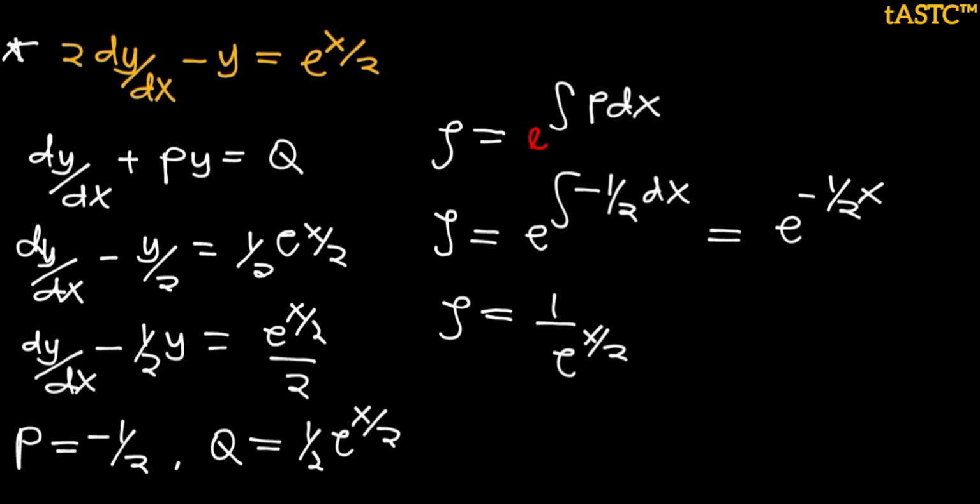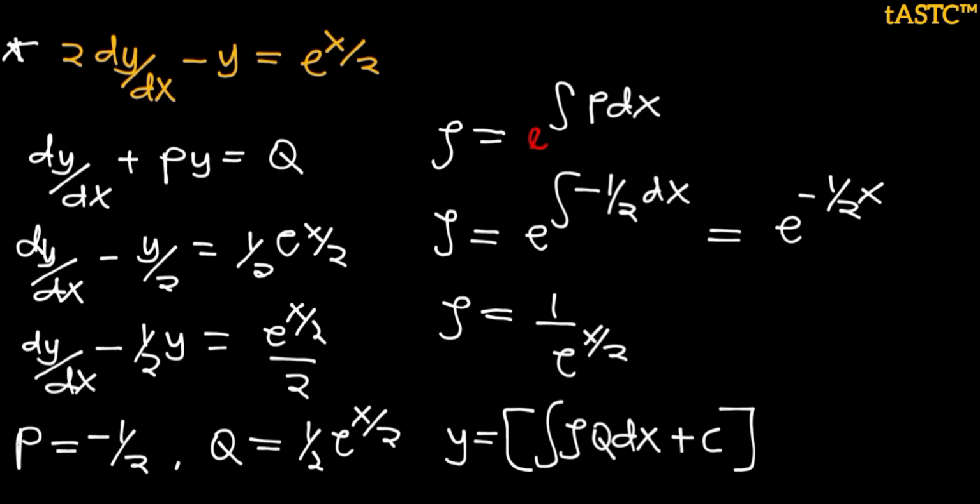Now next up, we need to find what is the value of y. Now like we said, y must be equal to the integral of rho q dx, of course, plus c multiplied by the integral to the negative 1. That's the integrating factor rather.